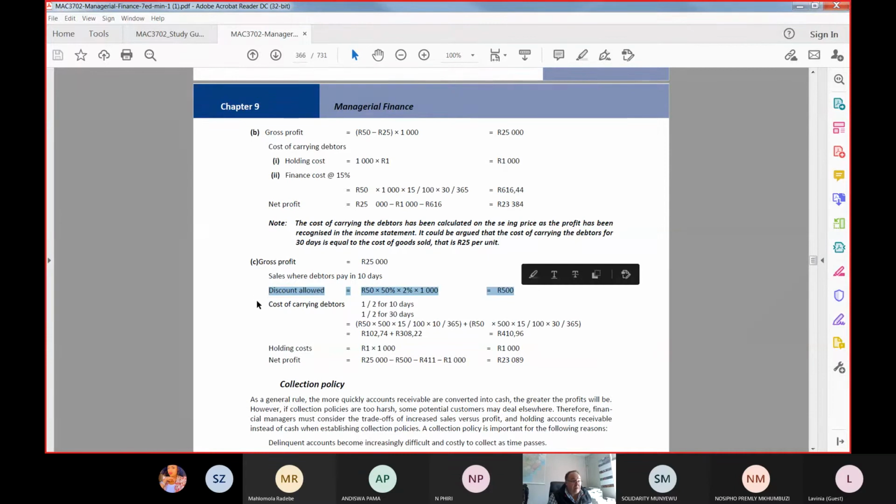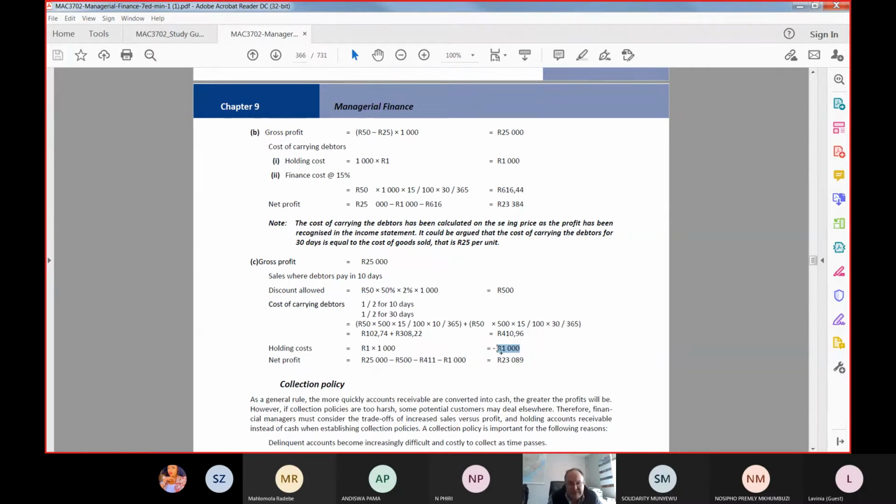So on your total calculation, with the lag period of 10 days, your interest is obviously not going to be for 30 days, but for 10 days. It's 102 rand plus that, so it's only 410. Holding stock of 1,000 units is 1,000 rand. So it gives you then 23.